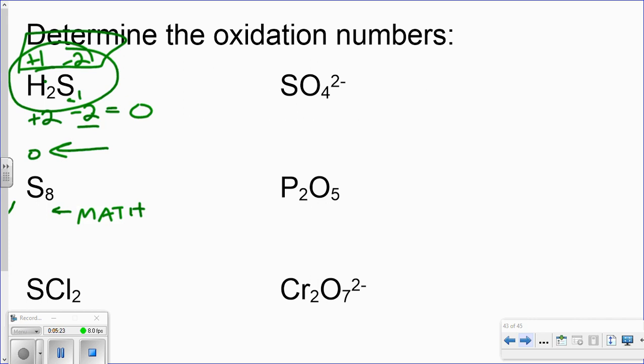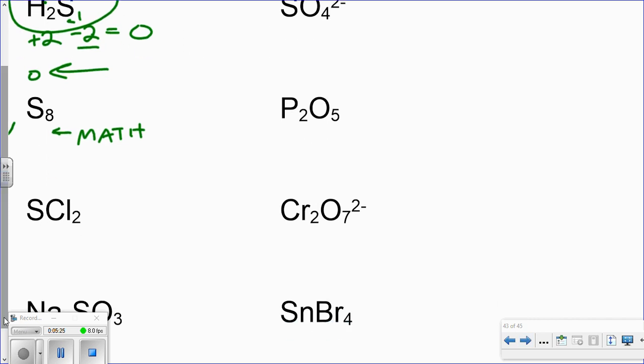Let's try this SCl2 down here. Okay, so there's no specific rule for sulfur or for chlorine, or chloride, whichever, in this case it would be chlorine. But we do know that chloride is -1 most of the time. Now that is the more electronegative atom. That's another kind of side rule as well. But there's two of them, so -1 times 2 is -2. The whole thing has a charge of 0. There's no charge out here. So it's 0. So what's the missing number? Plus 2. Sulfur's plus 2. Those are my answers there.